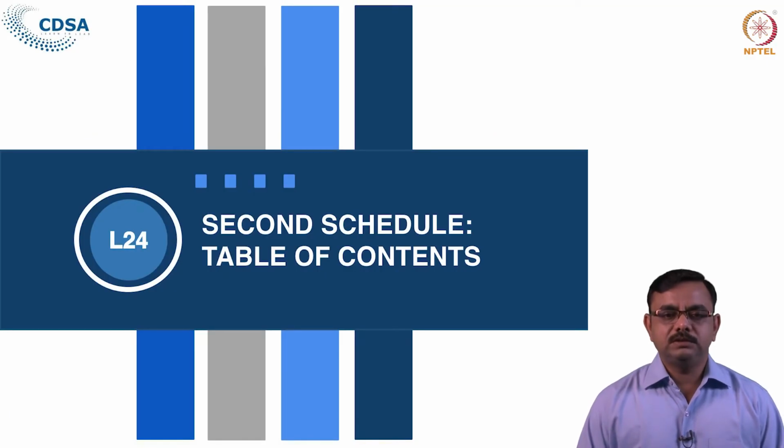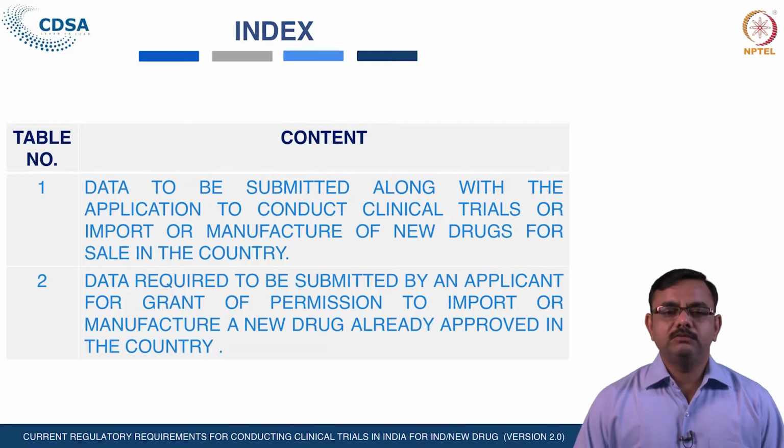So let us start with the second schedule, which is related to the requirements and guidelines for permission to import or manufacture a new drug for sale or to undertake a clinical trial. In this schedule there are 4 tables. The first table is related to the data to be submitted along with the application to conduct a clinical trial or to import or manufacture a new drug for sale in the country.